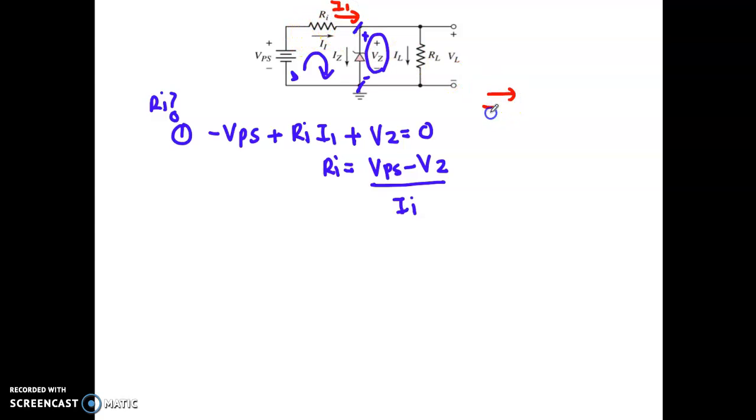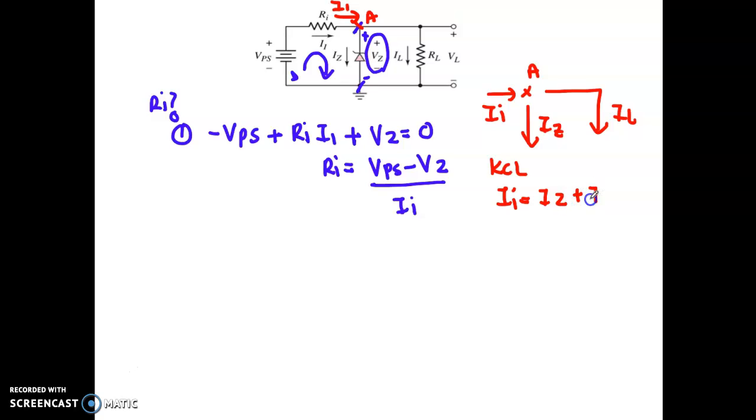So by applying the KCL law, this is Ii, the current entering this node. Let's say the node here is A. So what will be the current leaving the node? It is the current across the Zener diode, that is Iz. And then you have another current here, that is IL across your load. So by using the KCL equation, current entering equals current leaving, right? So you become I total equals Iz plus IL.